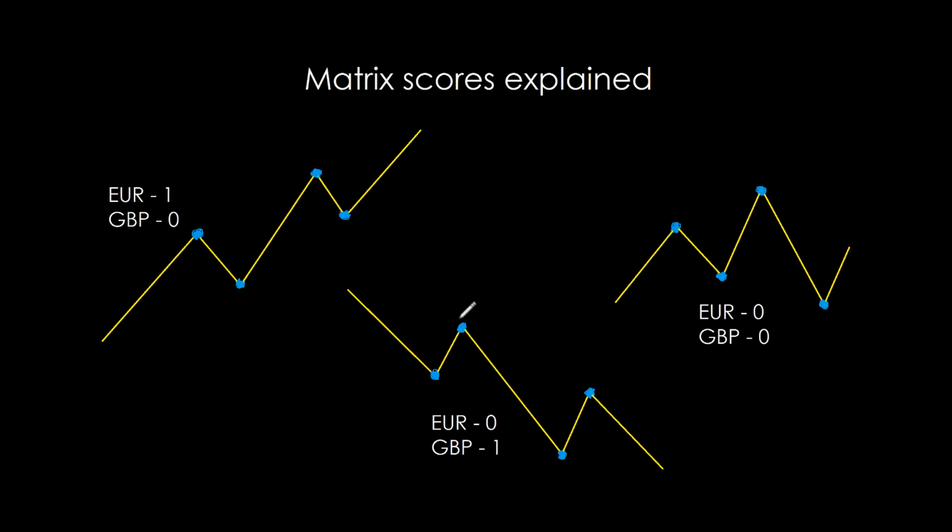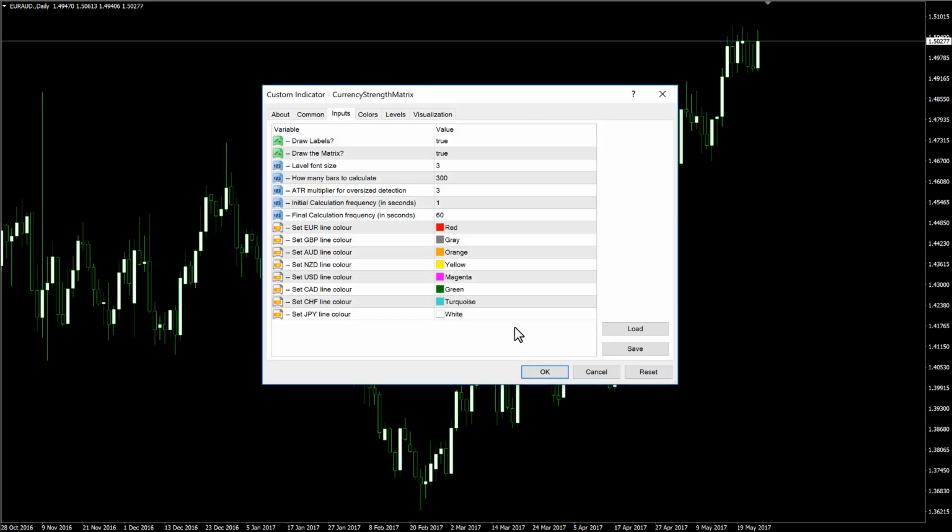In a downtrend, however, we're making lower highs and lower lows. We give the Euro a 0 and the Pound a 1. So we're always giving the strongest currency, the dominant currency, the 1. In the final structure, we've got higher highs but lower lows, and we've no dominant side, so both currencies get 0. So now we've established the scoring system, let's go ahead and take a look at the indicator itself.